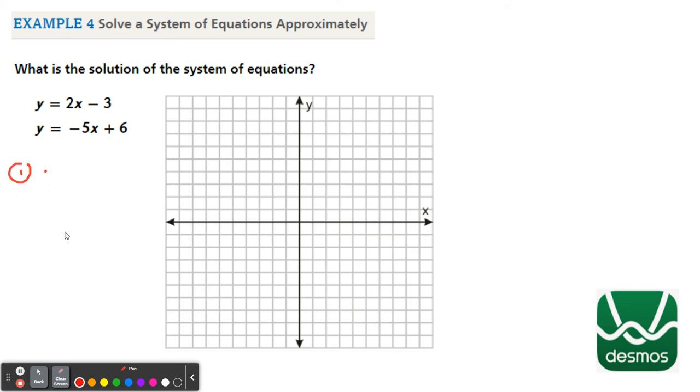The first one here, y equals 2x minus 3. So your b is minus 3, so go down 3. Your slope is 2 over 1, that goes up 2 and right 1. Up 2, right 1, and repeat, then down 2, left 1, down 2, left 1. So there's your line, again, as best you can. So this is y equals 2x minus 3.